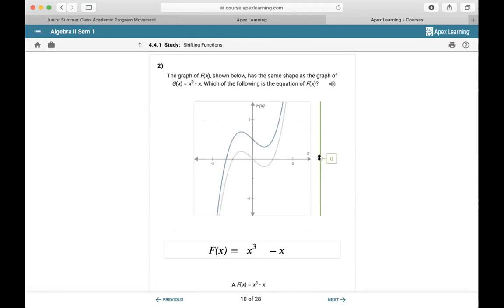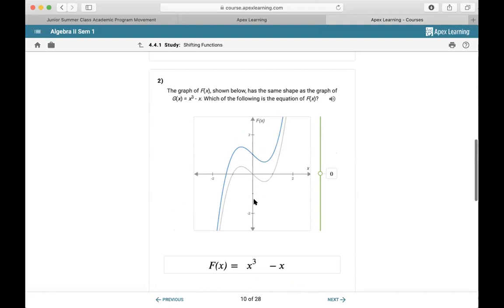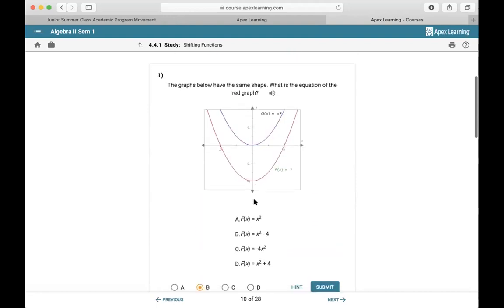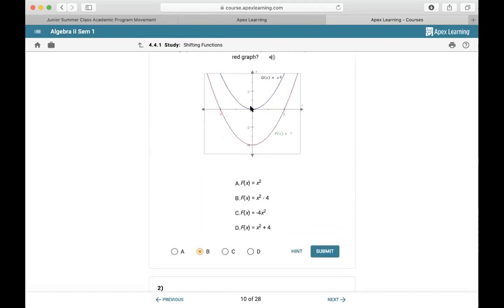So again, if this is how it started, we moved up by 1. You could either use the slidey tool or just notice that (0, 0) went to (0, 1). So I had to move up by 1, and I'm moving vertically. Same thing here: I moved down by 4, so I have to subtract 4 from my parent function, which they're telling me is x squared.